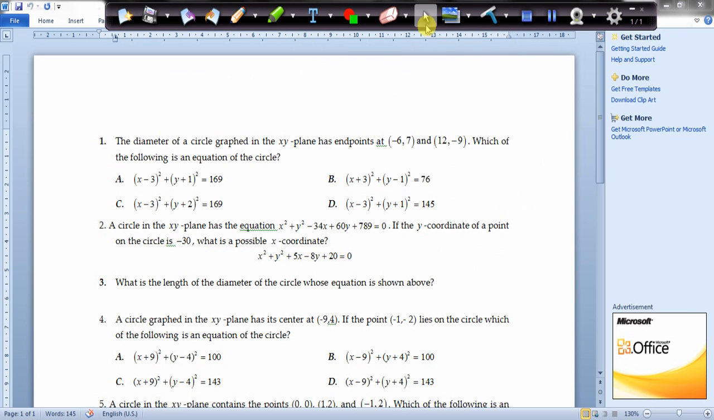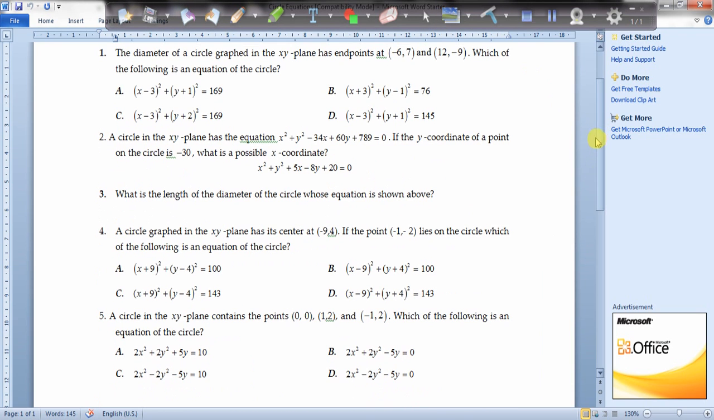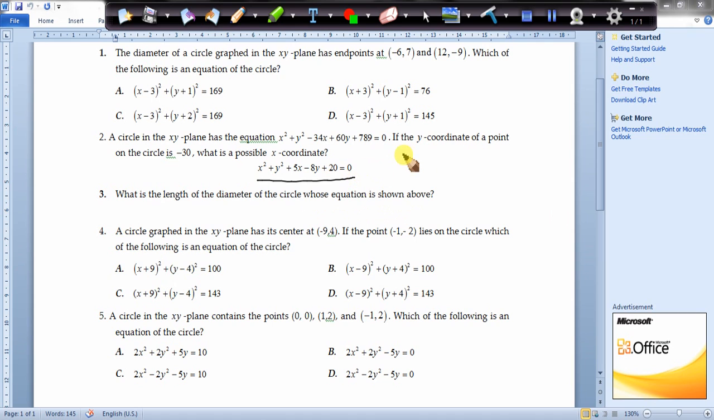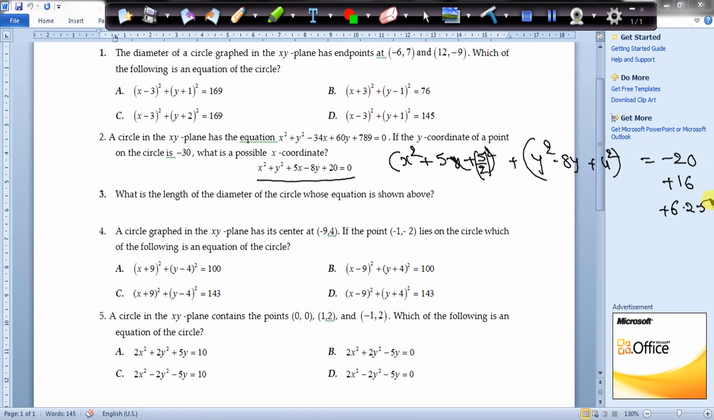Now let me proceed to question number 3. Question number 3 says, what is the length of the diameter of a circle whose equation is shown above? So again we should make it into a perfect square. So x square plus 5x plus something plus y square minus 8y plus something is equal to -20. So this is 5 by 2 whole square. This is 4 square. So 4 square is 16. 5 by 2 whole square is 6.25.